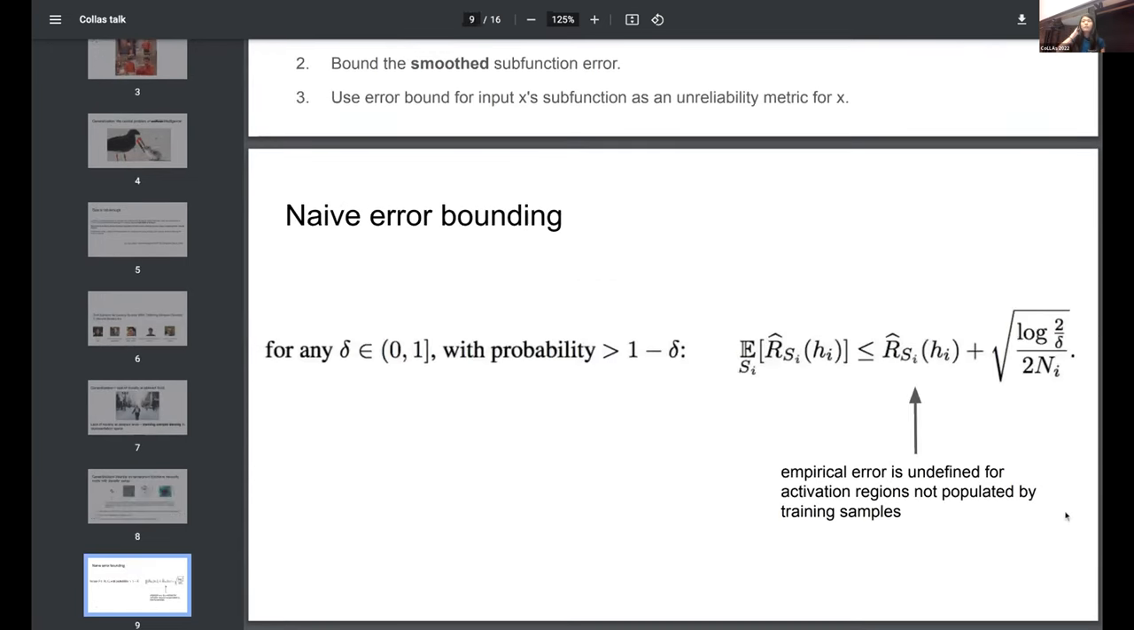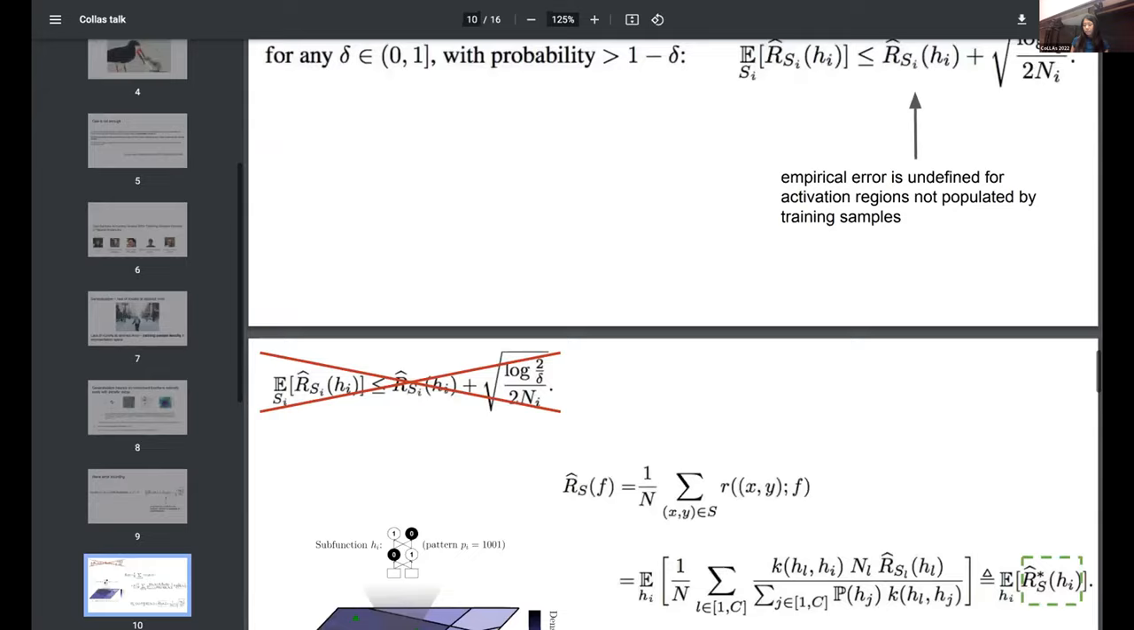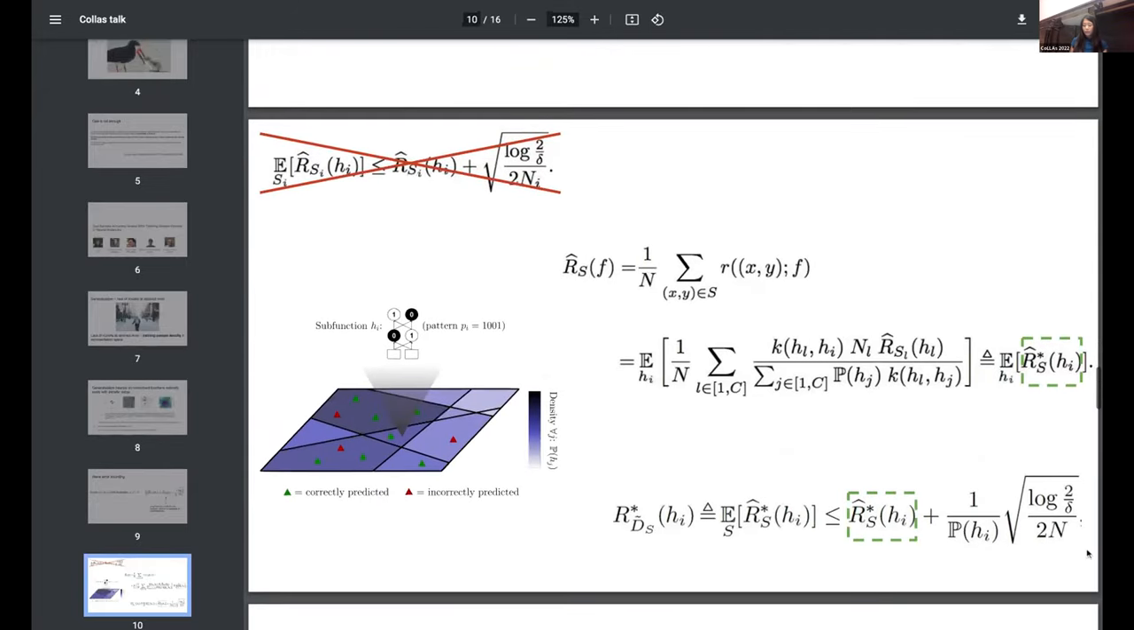So a problem with doing this in a naive way in a network is that most of the activation regions are empty. They're not filled by training samples. So a simple error bound is undefined, because simple error bounds are basically empirical error plus a generalization gap metric. And if you don't have training samples for that particular function, there's no empirical error. And the way we resolve this is basically by smoothing the samples across input space.